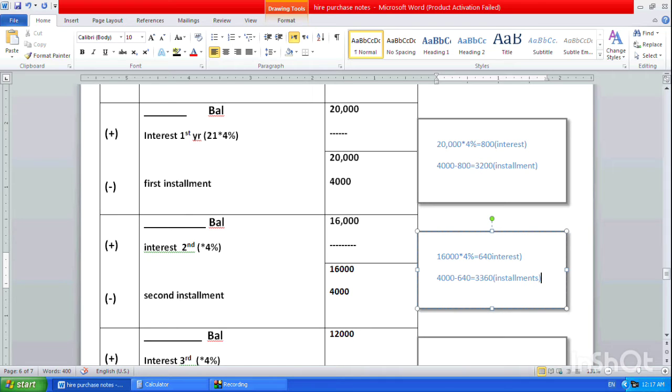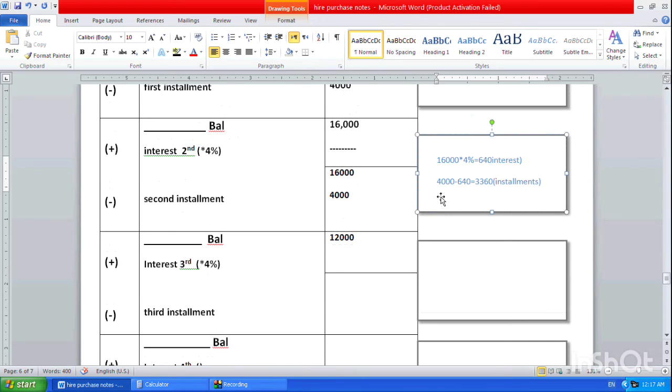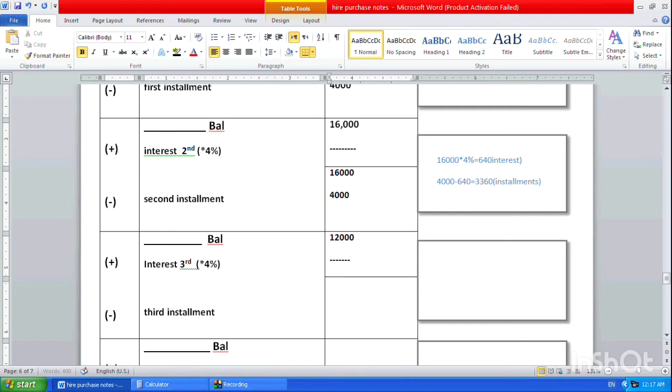Okay, now the third year there is no interest, interest nil, so remaining 12,000 as the same balance. Pay the third installment, 4,000. So 12,000 minus 4,000 is 8,000.